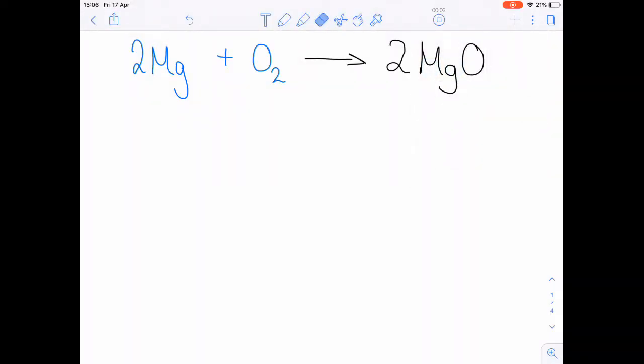Hello, so in this video we are going to be looking at reversible reactions and what reversible reactions are, and then we're going to move on to equilibrium, which is a state these reversible reactions can produce, and looking at some of the conditions that can change. So on the board, or on the screen should I say, there is an equation.